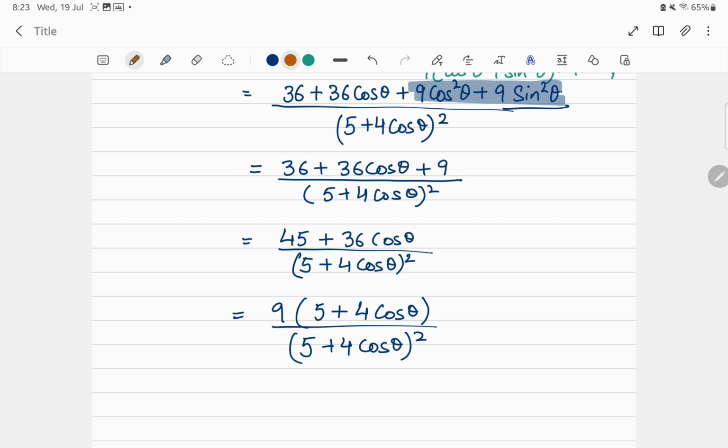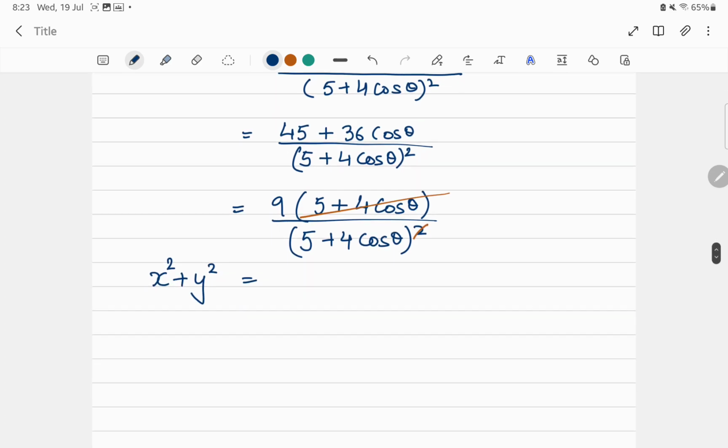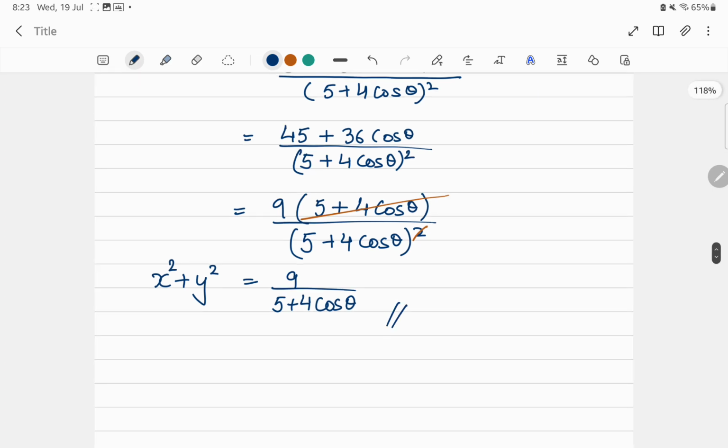So this square and this whole bracket will cancel. So we are left with the answer x² + y² = 9 over (5 + 4 cos θ). Yep. Cool. That was a nice question. Cool. Have a good day.